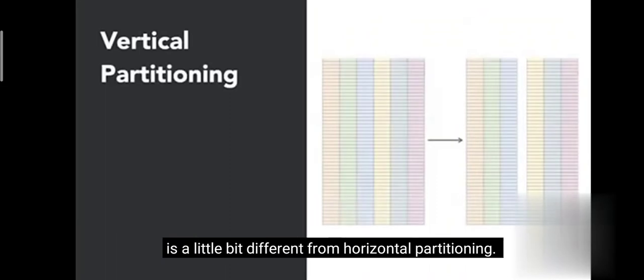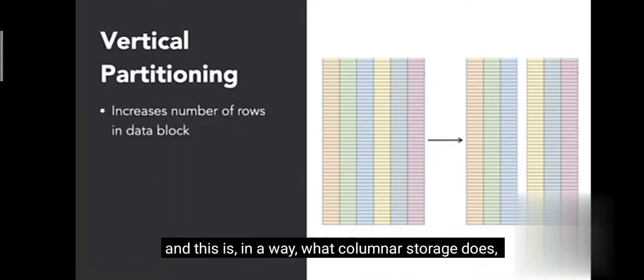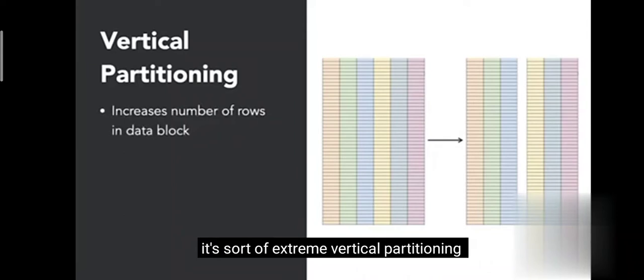Now, vertical partitioning is a little bit different from horizontal partitioning. With vertical partitioning, we're separating out columns. And this is in a way what columnar storage does. It's sort of extreme vertical partitioning in that we increase the number of rows that can fit in a data block because we have fewer columns in each row.